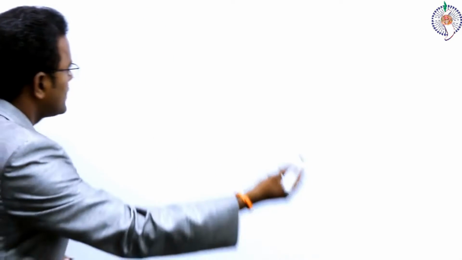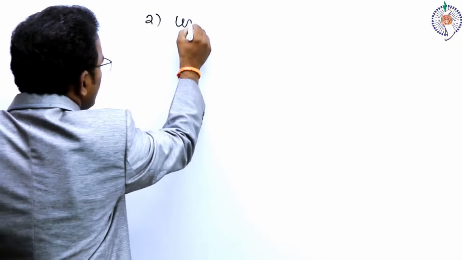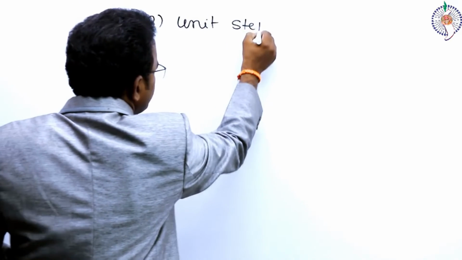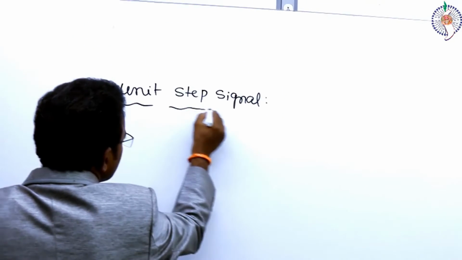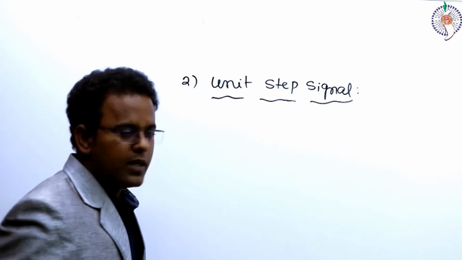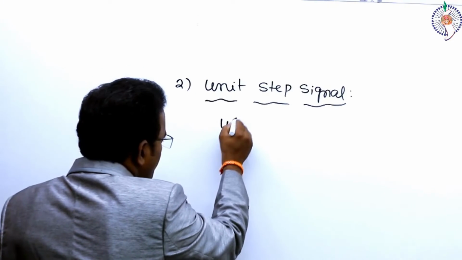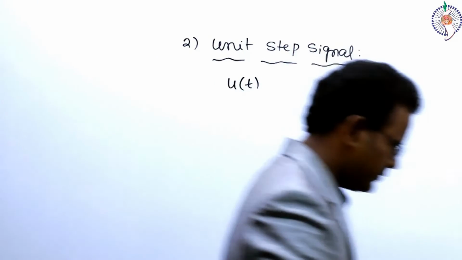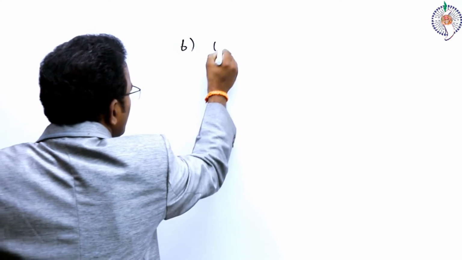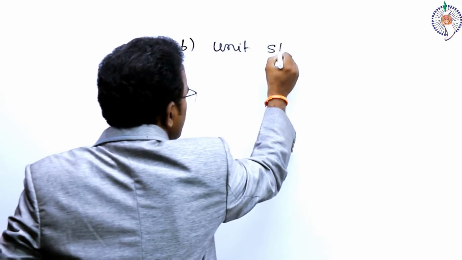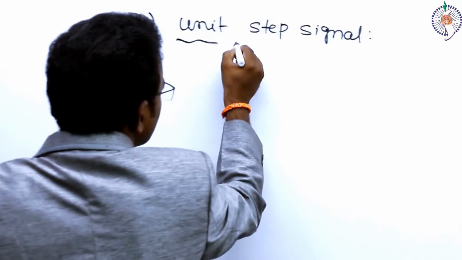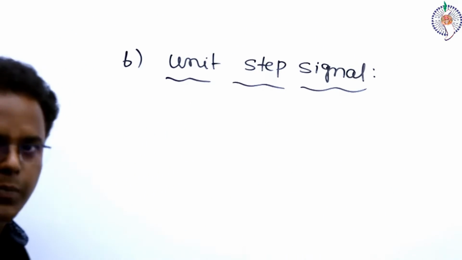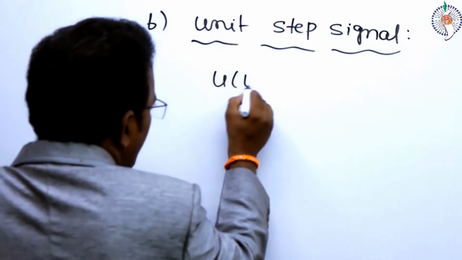Second one, we will discuss the unit step signal. Unit step signal is denoted with u of t.